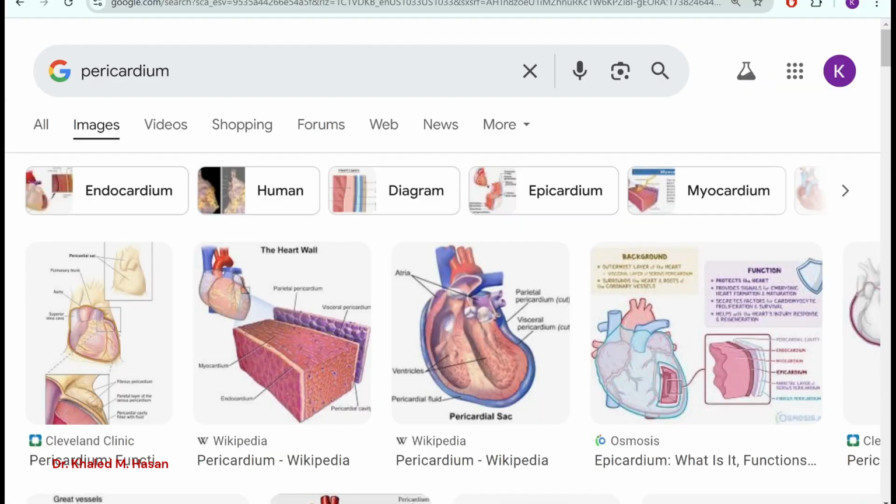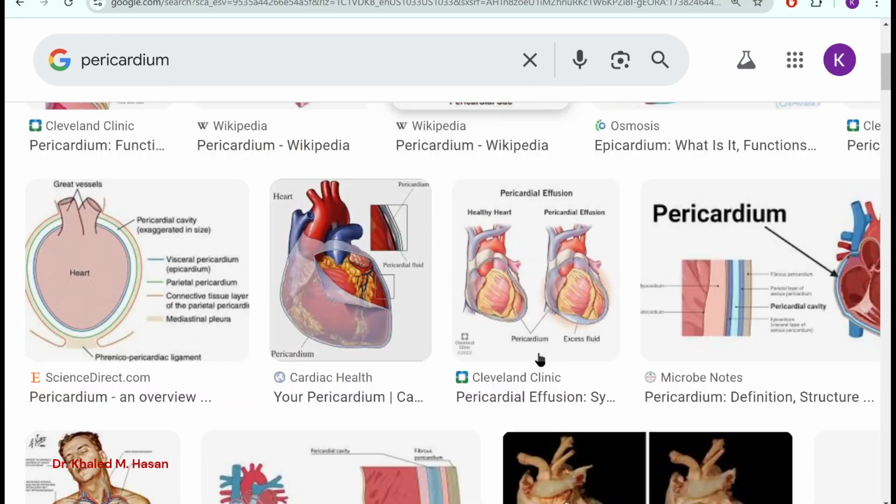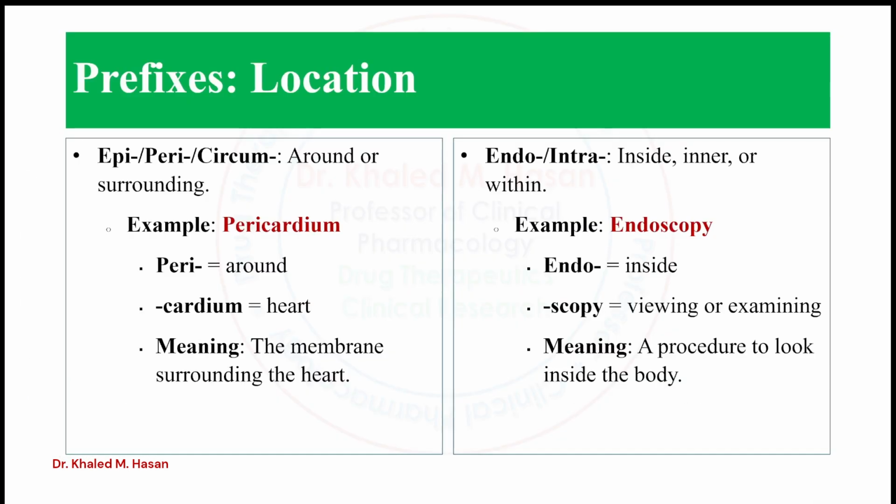In this Google image, we have the pericardium here, and you can see the pericardium like a membrane surrounding the heart. This is the membrane with the blue color around the heart. Again, this is the pericardium, the membrane surrounding the heart. I believe we gave an example for endoscopy in previous videos.